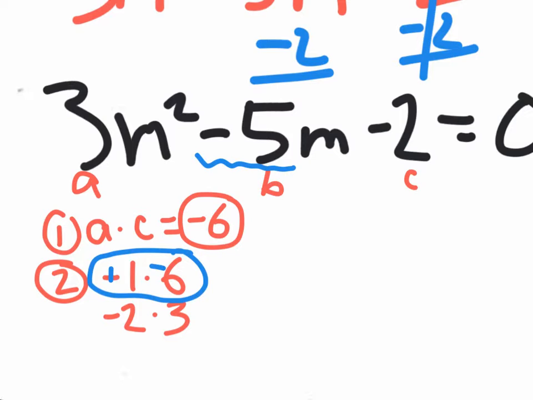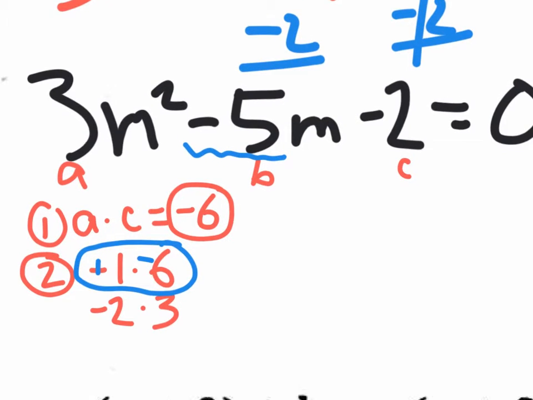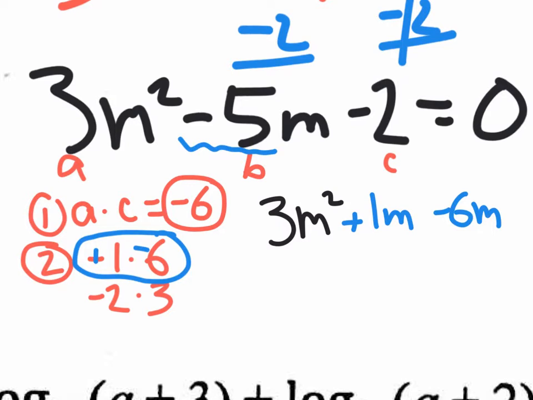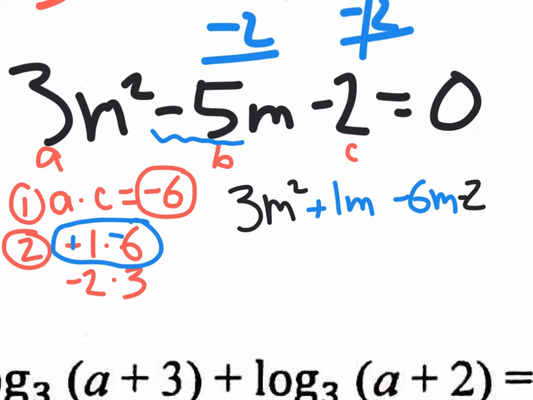The third step is probably the most interesting one when we factor by grouping, where we convert the trinomial 3m squared minus 5m minus 2 into a polynomial. We're going to change this middle value, negative 5m, to a positive 1m minus 6m. So the 3m squared is still going to be the same, 3m squared, but the minus 5m is going to become plus 1m and then minus 6m. And then at the very end we still have the minus 2. And of course it's still equal to 0.